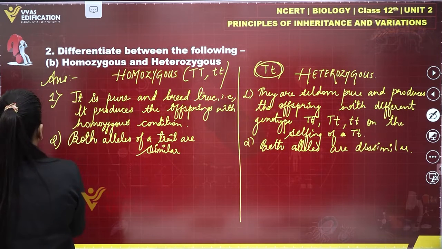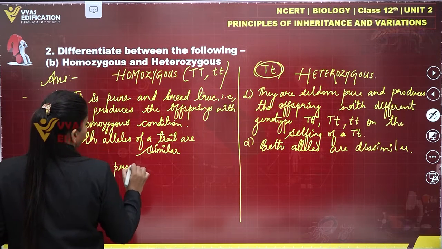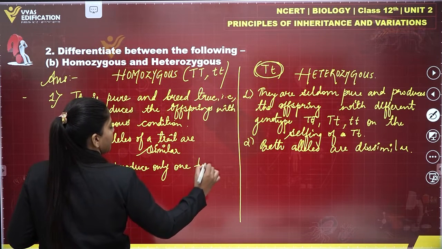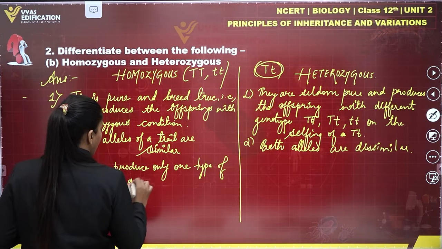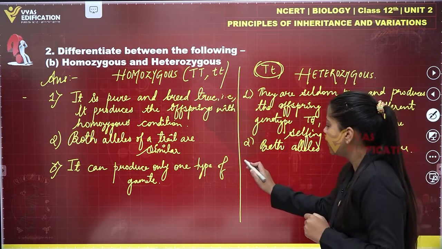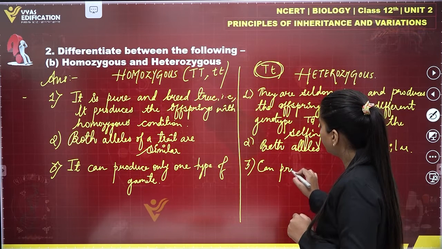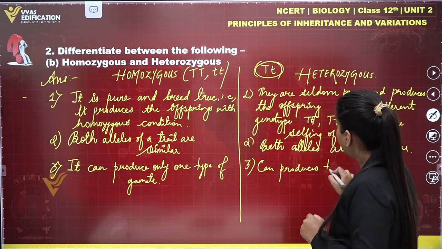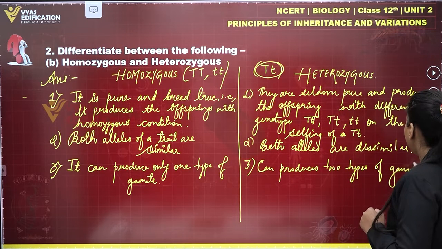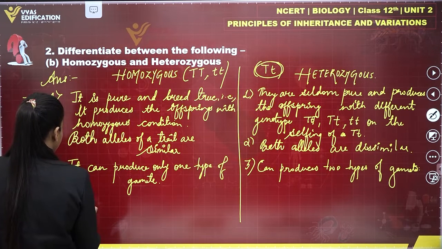The third basic difference between these two is that homozygous can produce only one type of gamete always. At the time of gamete formation, it can only produce one type of gamete, whereas the heterozygous condition can produce two types of gametes.